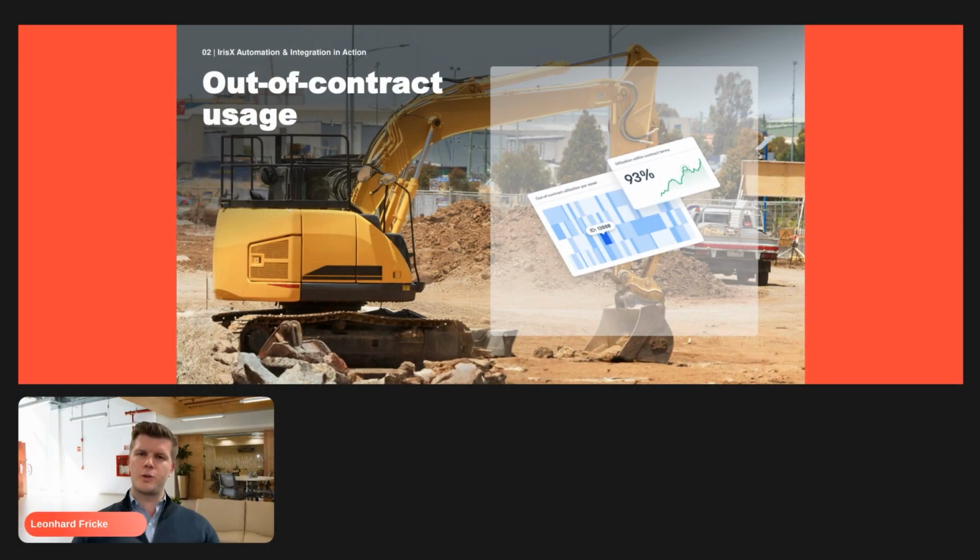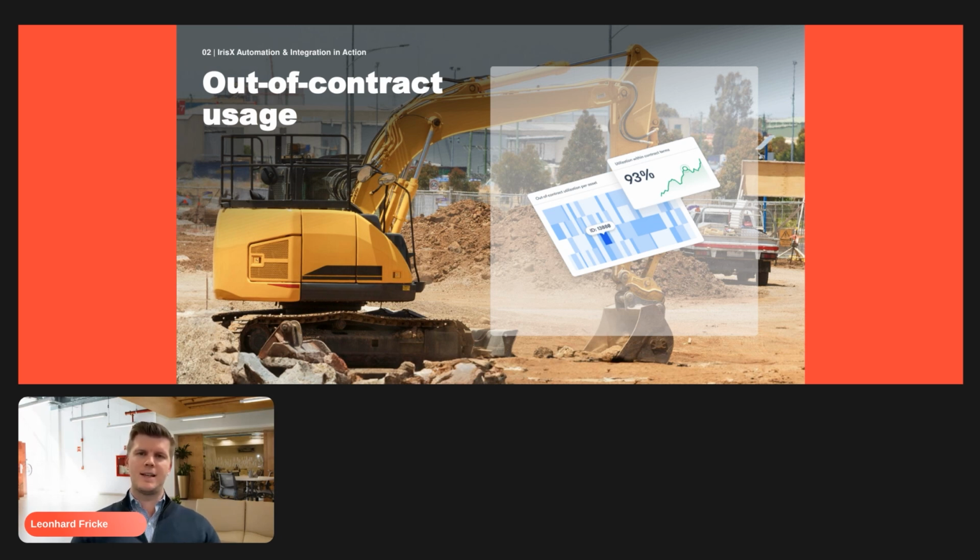When we talk about out-of-contract usage, we mean machinery usage that exceeds what was contractually agreed upon. So for example, running machines for more than 8 hours per day or more than 40 hours per week, whatever the respective policy is. IrisX continuously monitors equipment utilization data and compares it to the agreed limits to identify where usage overruns occur so that hours can be flagged and automatically actioned if desired.